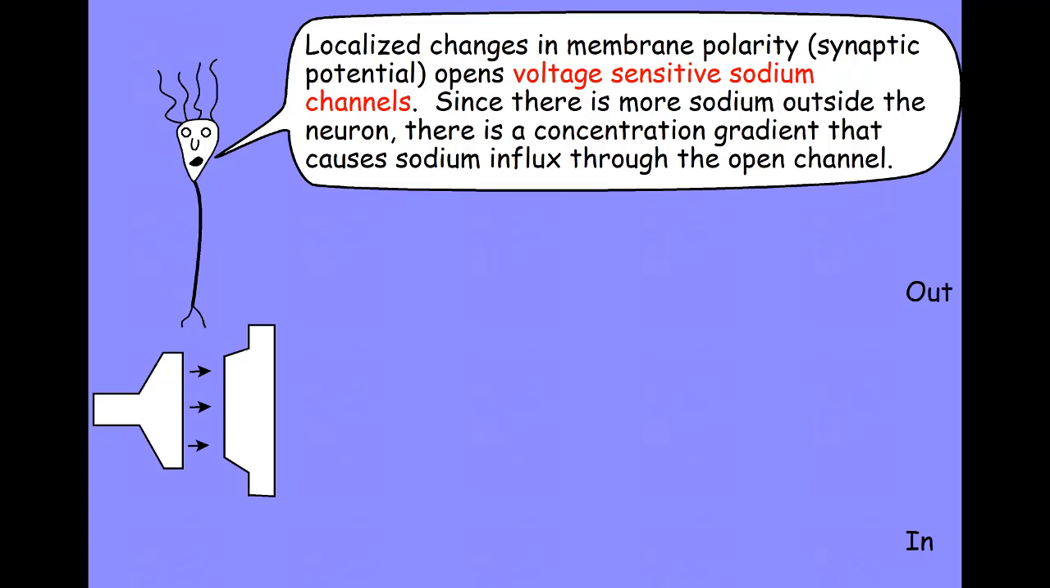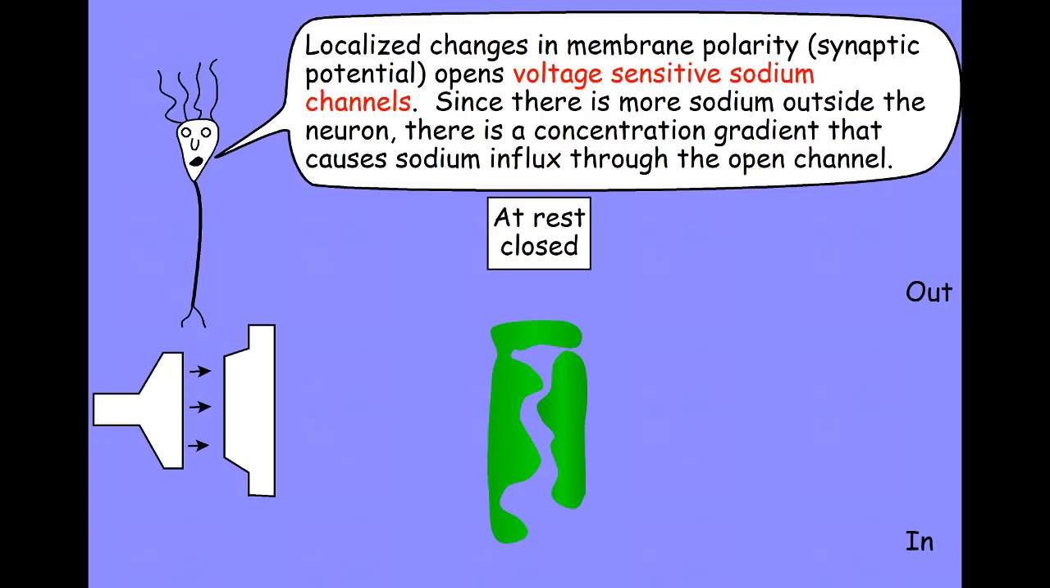And so we get that chemical gradient. But we also have an electrical gradient because outside is more positive than inside. And so the positive sodium ions are pulled in by electromagnetic forces as well. So we see then this causes an influx of sodium around those receptor binding sites.